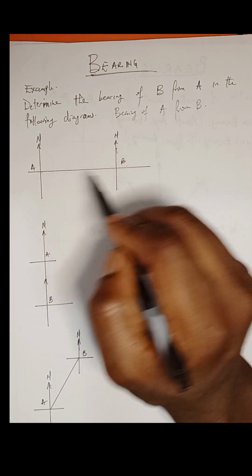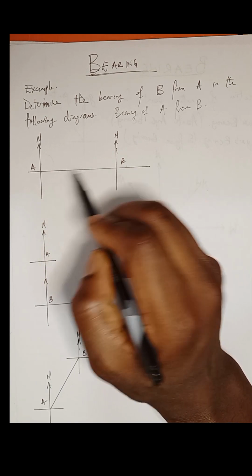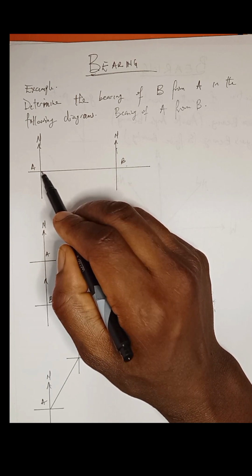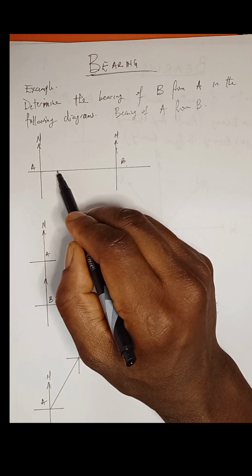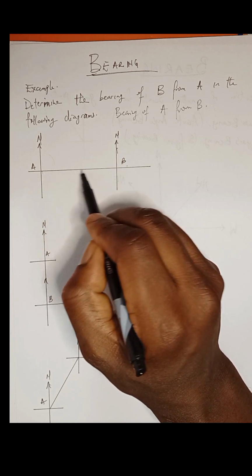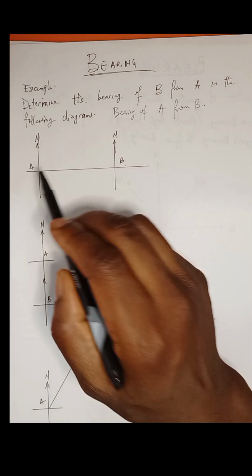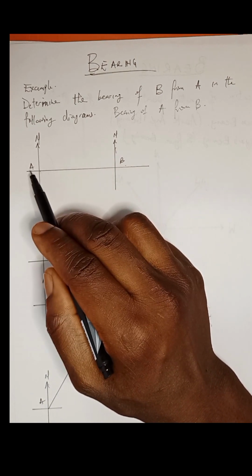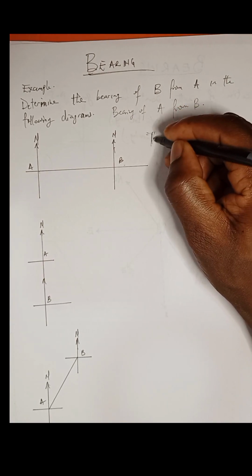So the bearing of B from A, that means where would I go when I'm moving from A? So this is point A. If A wants to go to B now, A is moving in what direction? It's going to the right, this way, and that is to the east. So we say B is to the east of A. So the bearing of B from A is east.